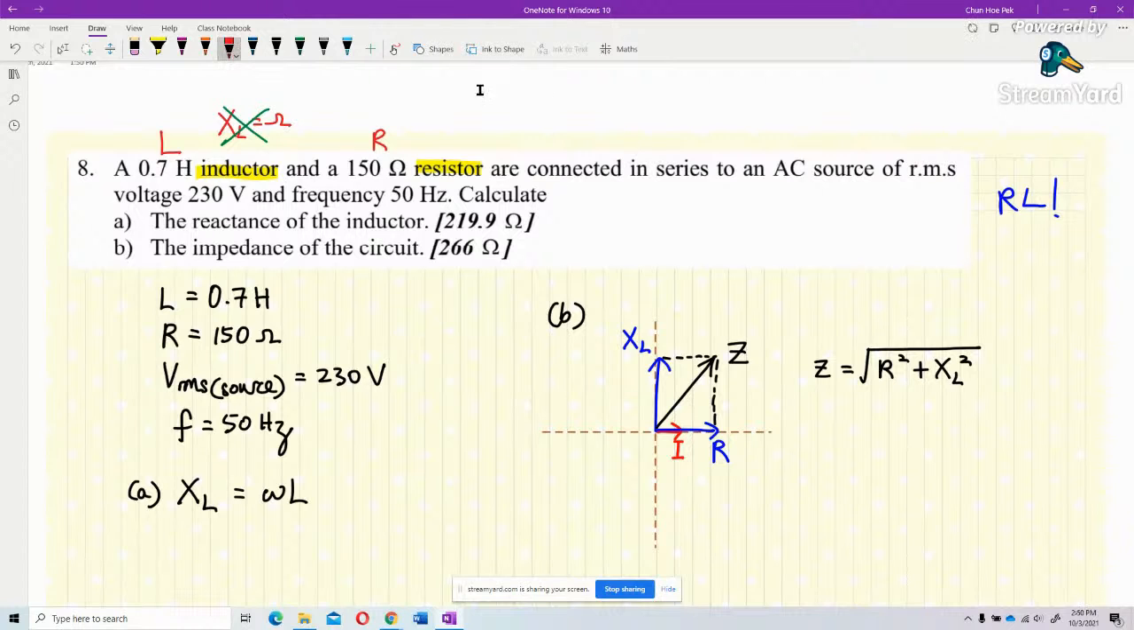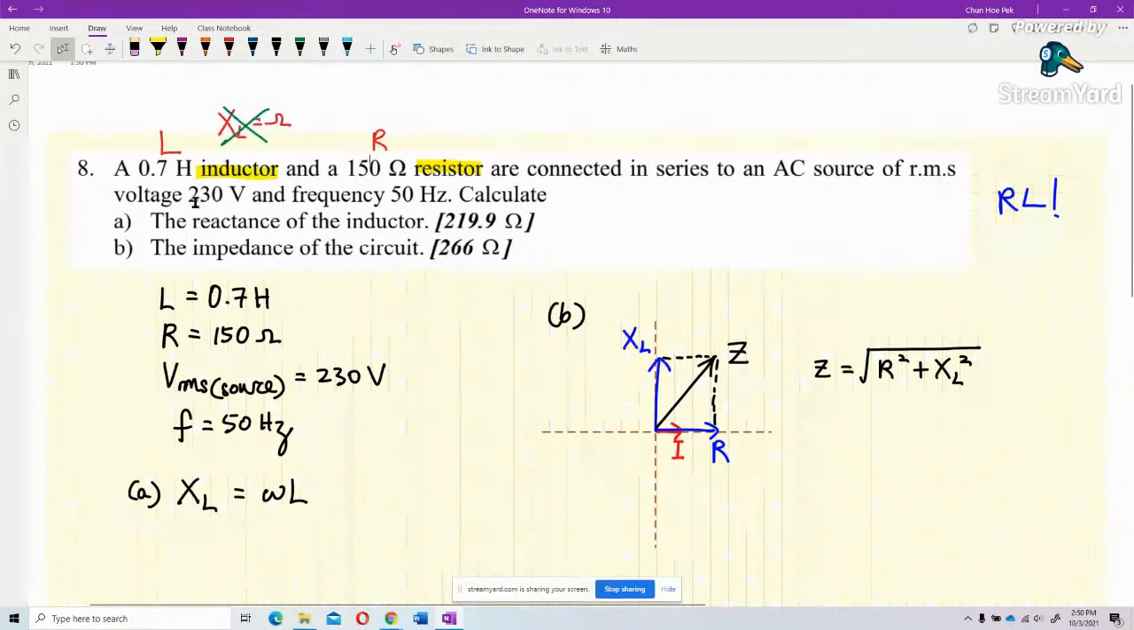This is an RL circuit. Good RL circuit. And this root mean square voltage of 230, I just put beside the source. Of course, this is the source voltage, so this is the root mean square source voltage. That's why I put VRMS source is 230 volt. Okay, frequency this one. I have everything here.